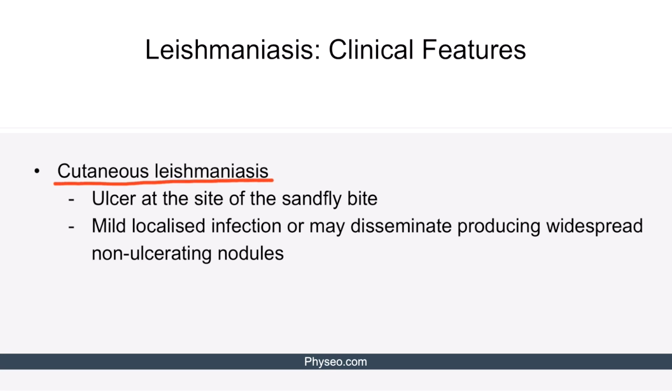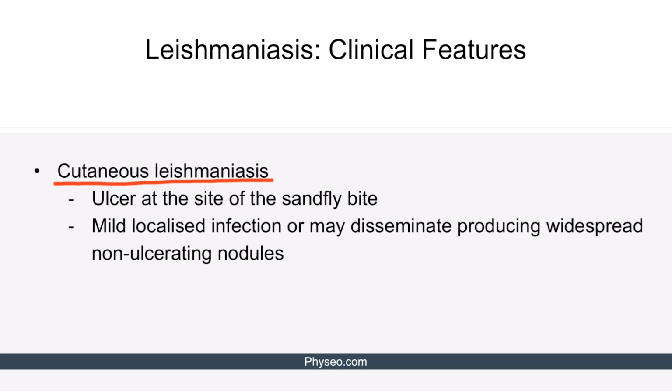The cutaneous form presents as an ulcer at the site of the sandfly bite. And that's pretty intuitive. You think the sandfly bites, so what does the cutaneous form of Leishmaniasis look like? Well, it'll be an ulcer at that area of the sandfly bite. And that ulcer may remain as a mild, localized infection, but it can disseminate, producing widespread non-ulcerating nodules. But again, the ulcer is at the site of the sandfly bite.